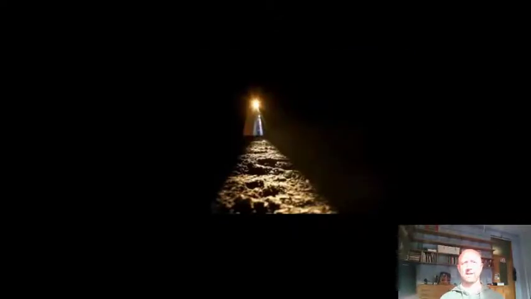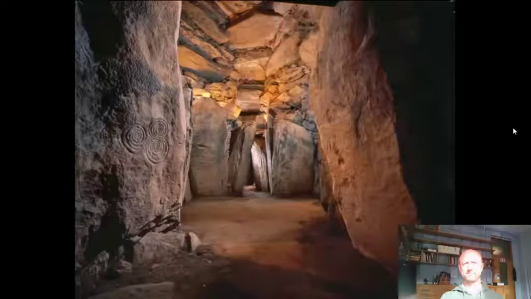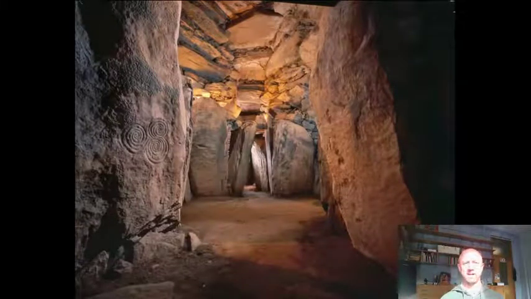This is looking from the deepest recesses of the tomb out towards the midsummer sunrise. And this is the interior of Newgrange in Ireland. Again, you'll note here that those spiral forms are everywhere to be found. We're looking at the deepest area, the Corbelled vaulted area here.